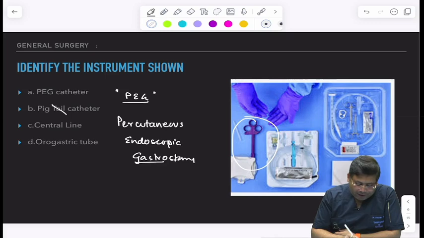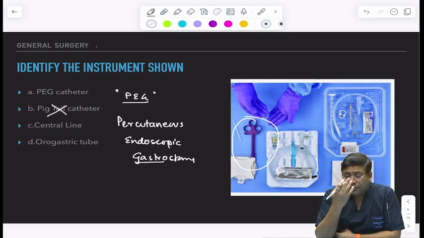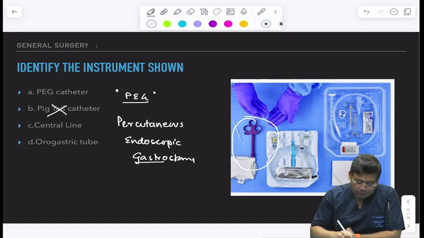But it is not a pigtail catheter. I've already discussed each and everything in my classes. I've even shared a lot of videos on how a pigtail catheter looks like.